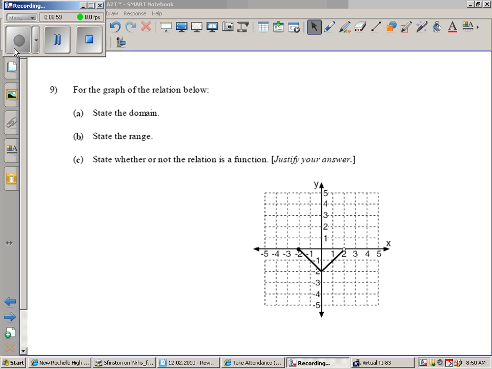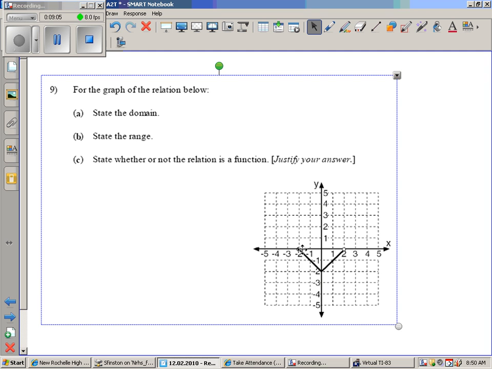So now we reach the hard part. For the graph below, state the domain. The domain are the x values. So you just take your hand and you stretch it across, and what does x have to be?